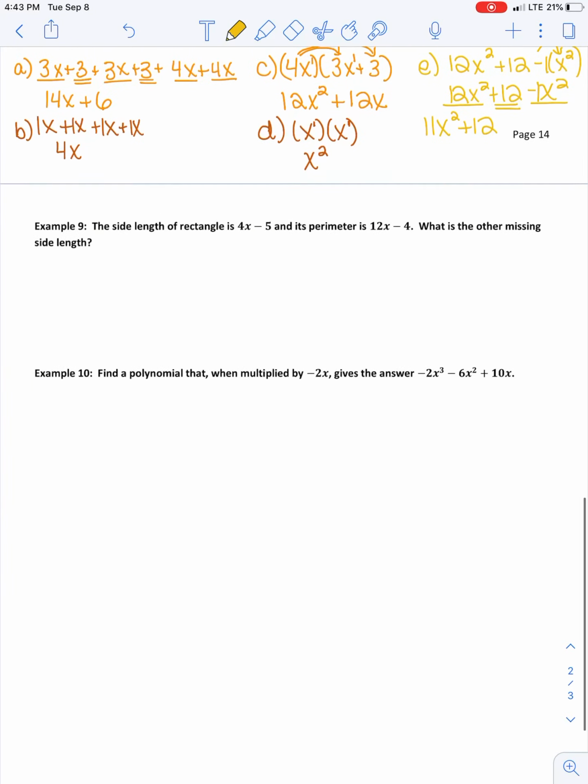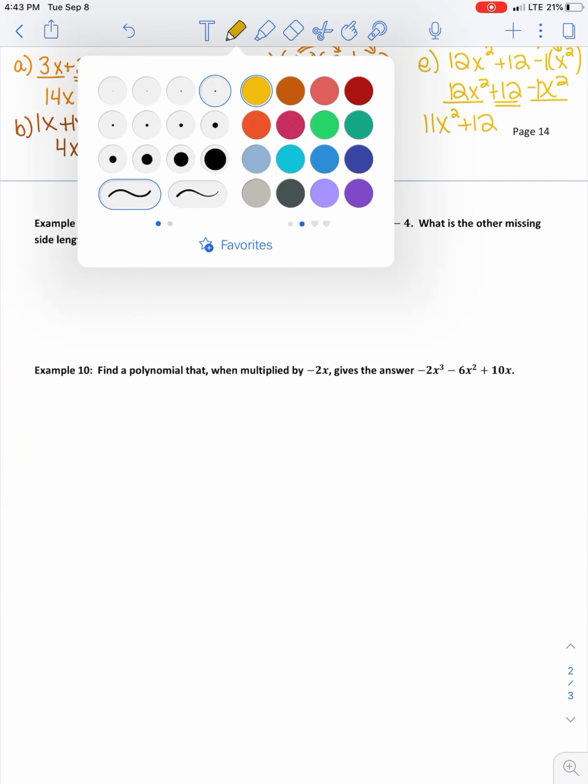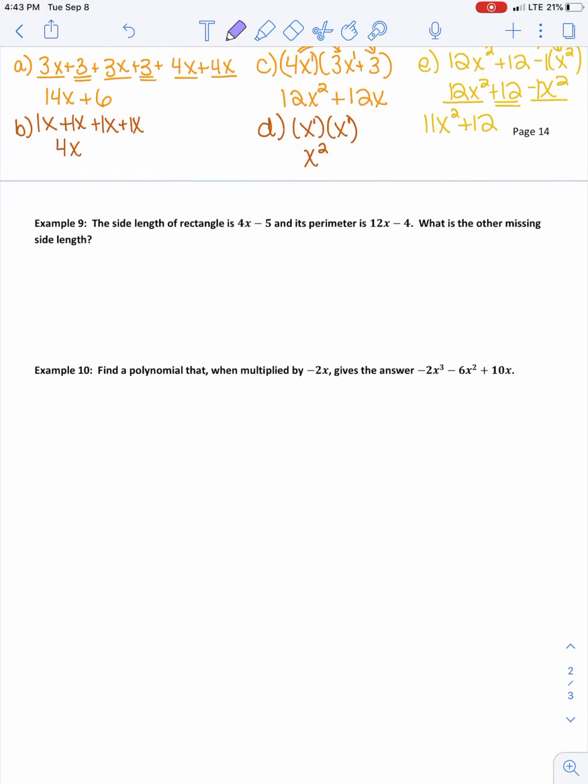Okay, so let's look at the last two examples we have here. We have example 9 and 10. For example 9, it says the side length of a rectangle is 4x minus 5. So let's go ahead and draw a rectangle. Okay, and it says one of the side lengths is 4x minus 5. If that side length is 4x minus 5, the side across from that also has to be 4x minus 5.